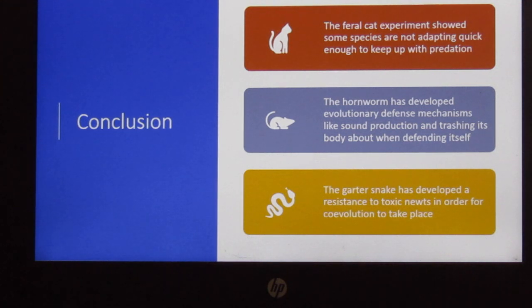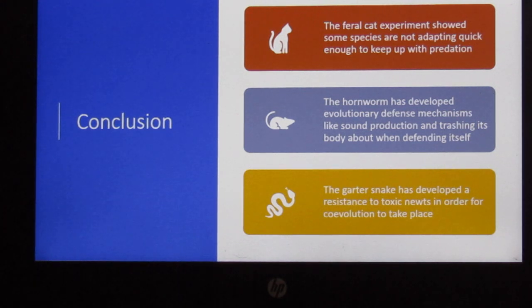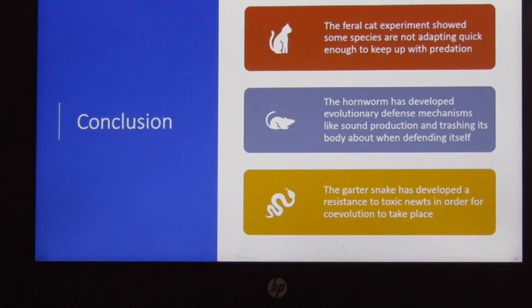like the hornworms, by fending off beetles and making sounds. And coevolution is taking place with the toxic newts and garter snakes, with the snakes becoming more resistant to the native newts. That way they have a way to survive and reproduce.